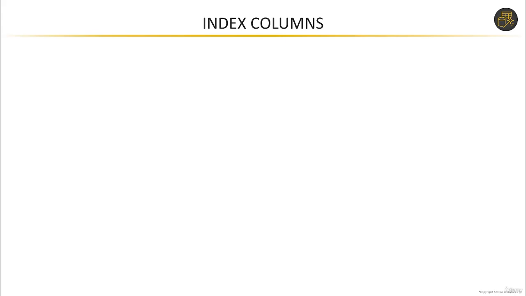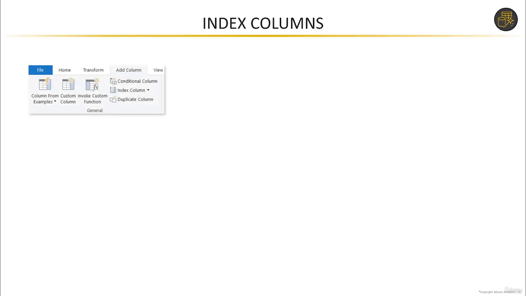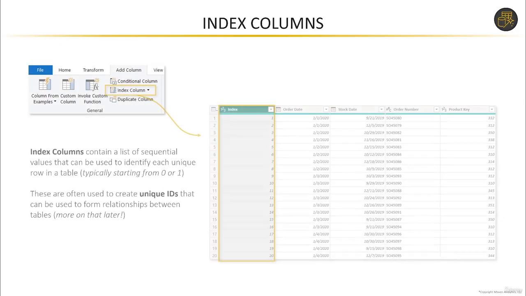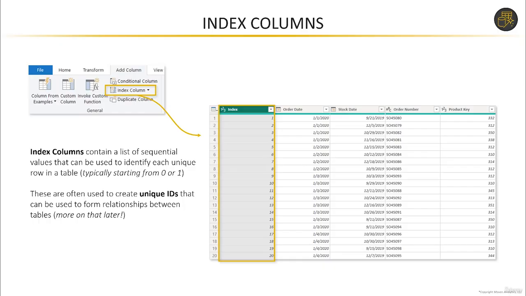Let's talk about two more types of columns that you can add from within the query editor: index columns and conditional columns. So starting with index columns, you'll find the option right here in the Add Column menu. Basically, an index column is a list of sequential values that uniquely identify each individual row of a table. Typically, these start from 0 or 1, and they're most frequently used to create unique keys or IDs that can be used to form relationships with other tables.